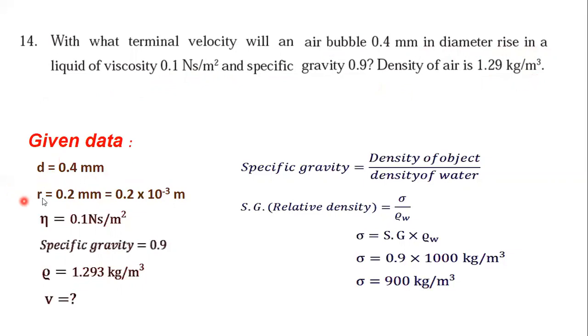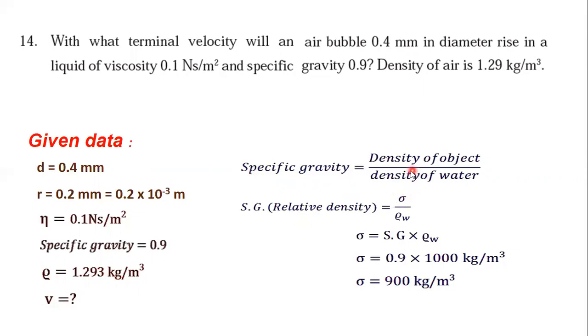So diameter is given here 0.4 mm, but we require radius. So 0.2 mm, which is converted into meter, 0.2 into 10 raised to minus 3 meter. Coefficient of viscosity is given 0.1 in SI. Specific gravity 0.9. Density is given 1.293, and we have to find out V.